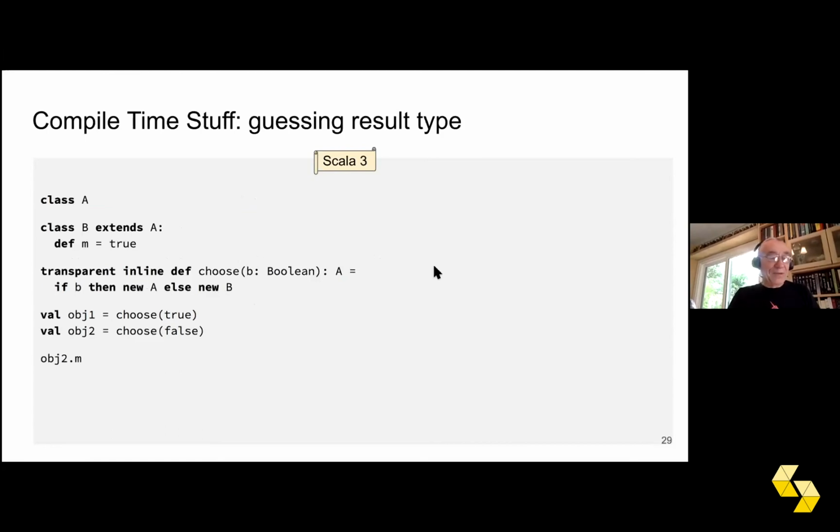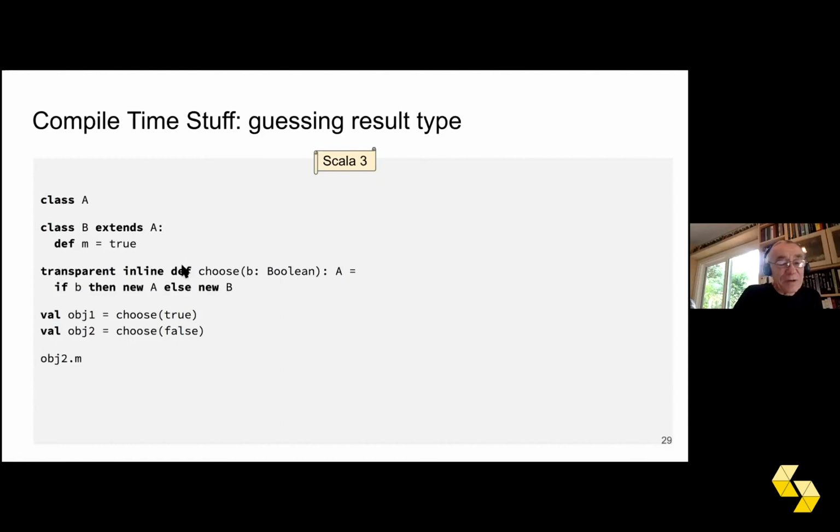Another compile time trick is when we can guess a result type. Imagine we have class A and class B, extending class A, and class B has a method M. And we define this transparent inline def choose given a boolean, right? So it returns an A, an instance of A. A doesn't have a method M. And we do it like this. If true, then new A, otherwise new B. And you can write object one, choose true.